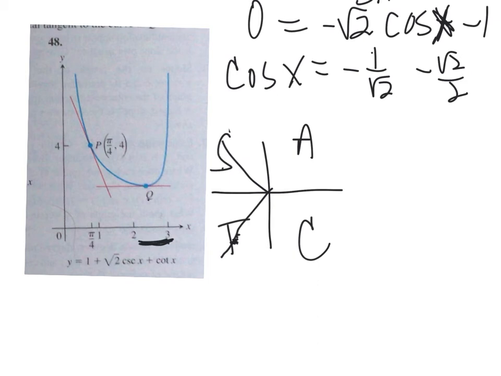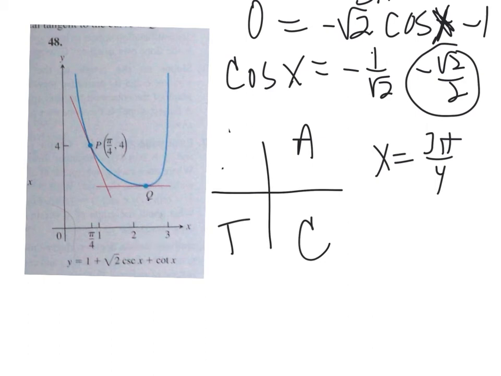So what angle has a cosine of negative root 2 over 2? Well, it's got to be a 45-degree reference angle, pi over 4. So x equals 3 pi over 4 is the x-coordinate where this is a horizontal tangent line. So now we just have to go back and evaluate the original function at 3 pi over 4. So let me do some cleaning up here. Let me just delete some of this. Okay, good.